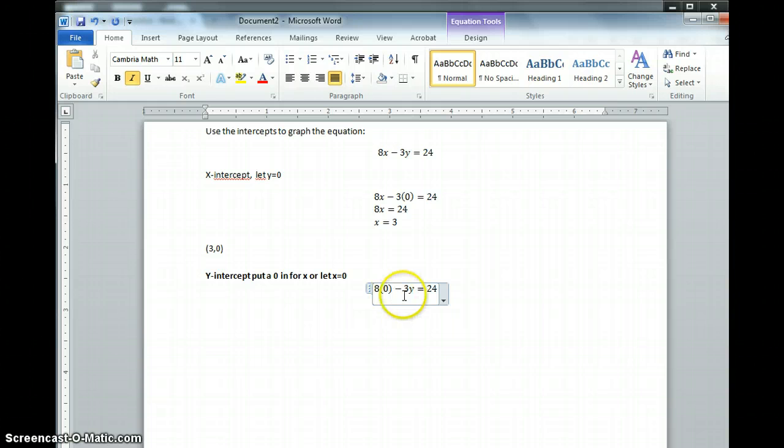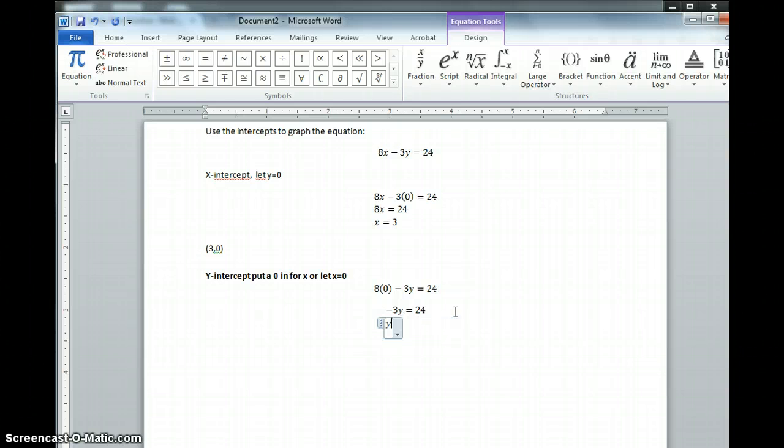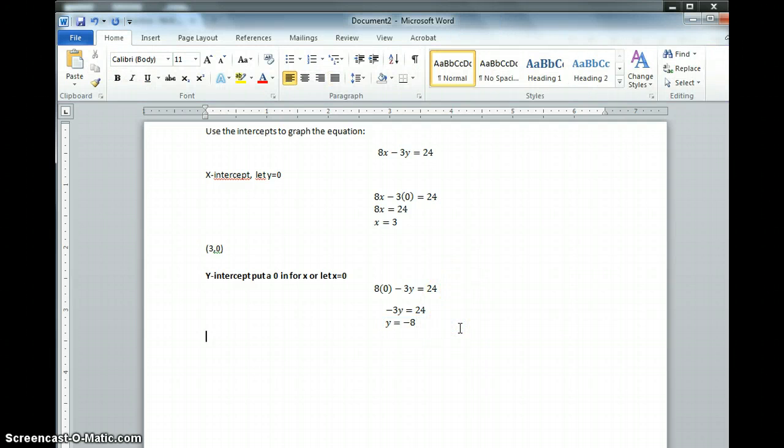Now 8 times 0 is just 0, so we're just left with this piece right here. This goes away, and we have negative 3y equals 24. Divide both sides by negative 3. 24 divided by negative 3 is negative 8, so y equals negative 8. So the y-intercept is the point where we put a 0 in for x, and we got a negative 8 for y.